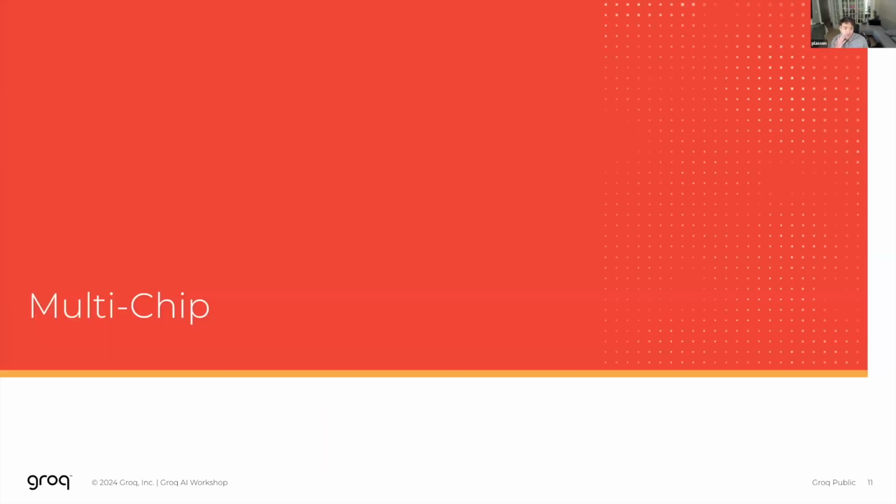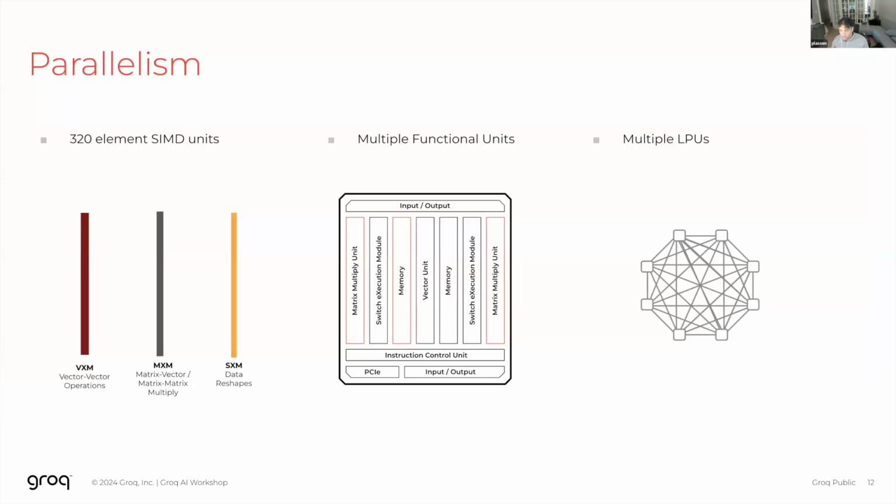So let me talk about multi-chip. On a single chip, we actually have two forms of parallelism. We have SIMD parallelism as the functional units operate on 320 byte vectors at a time. And then secondly, we have multiple functional units which can perform operations concurrently. And this is somewhat analogous to pipelining on a conventional CPU. However, there's another way we can get parallelism, which is by throwing more chips at the problem.